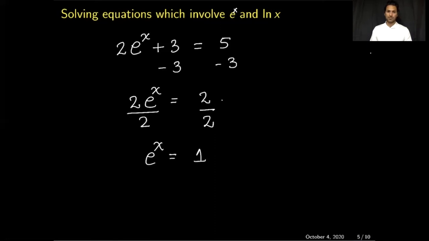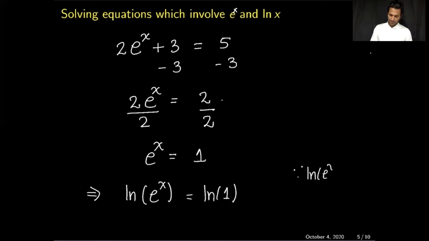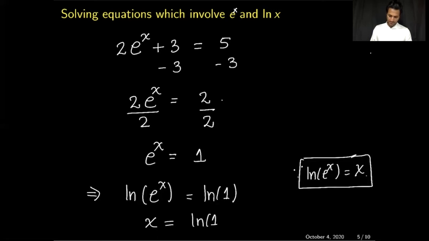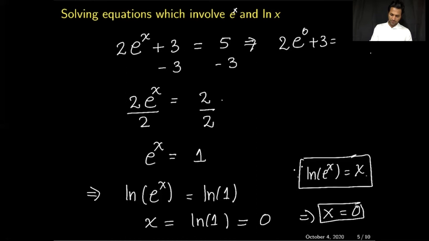When you have the exponential function on one side and some constant on the other side, you will take the natural log on both sides, and we will use this important property of the natural log: the natural log of e to the power x is always equal to x. So this expression will become x is equal to natural log of 1. And we also know the natural log of 1 is 0. So this implies x is equal to 0. You can also verify this by plugging it back into the equation. So you can see that 2 times e to the power 0 plus 3 is equal to 5. Yes, because e to the power 0 is 1, 2 plus 3 is equal to 5, and 5 is equal to 5, which is a true statement.